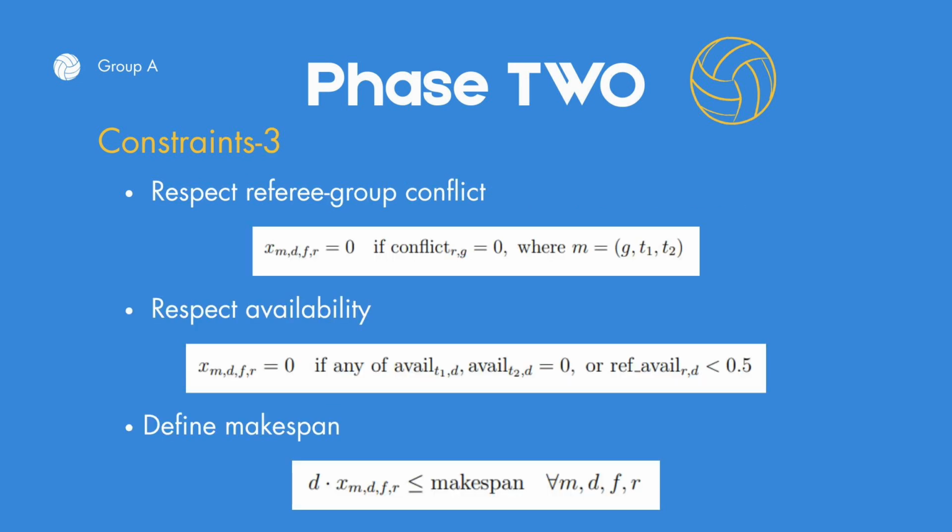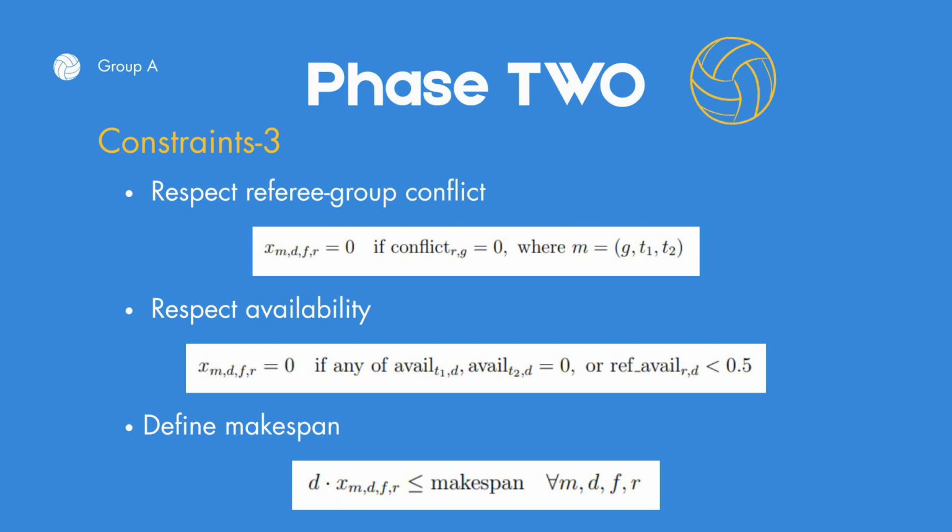Next, we have constraints that account for conflicts and availability. This condition ensures that referees don't judge games involving teams from their own department. If a conflict exists between a referee and a group, they are not allowed to officiate any of that group's matches. The respect availability constraint checks if both teams and referee are available on a certain day. If either team isn't available or the referee is not available, the match cannot be scheduled.